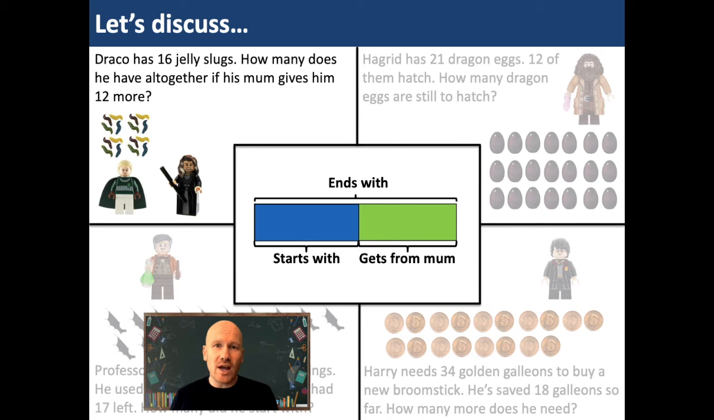Lastly, we can put in the values that we know. And in this case, we know that he starts with 16 and we know that he gets 12 from his mum. What we don't know is the whole amount, which is how many slugs he ends up with. Once you've done that, then you can have a go at solving it.